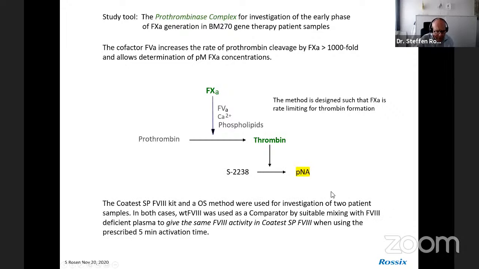So the Coatest SP factor 8 kit and the one-stage method were used for investigation of 2 patient samples. In both cases, a wild-type factor 8 was used as a comparator, suitably mixed with factor 8 deficient plasma to give the same factor 8 activity in the Coatest kit when used with the prescribed 5 minutes activation time. So the 2 comparators served as internal standards in the same series.